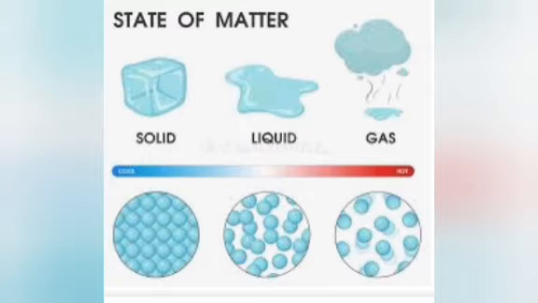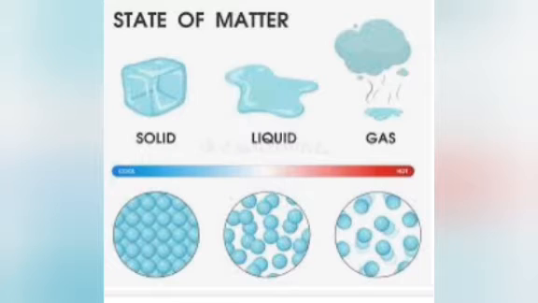Now, second is liquid. The intermolecular force of attraction in a liquid is not as strong as that in solids. So the intermolecular space in a liquid is more than that in solids and the molecules are less closely packed. The molecules in a liquid can move from one position to another within the liquid. That is why liquids have the property of being able to flow.